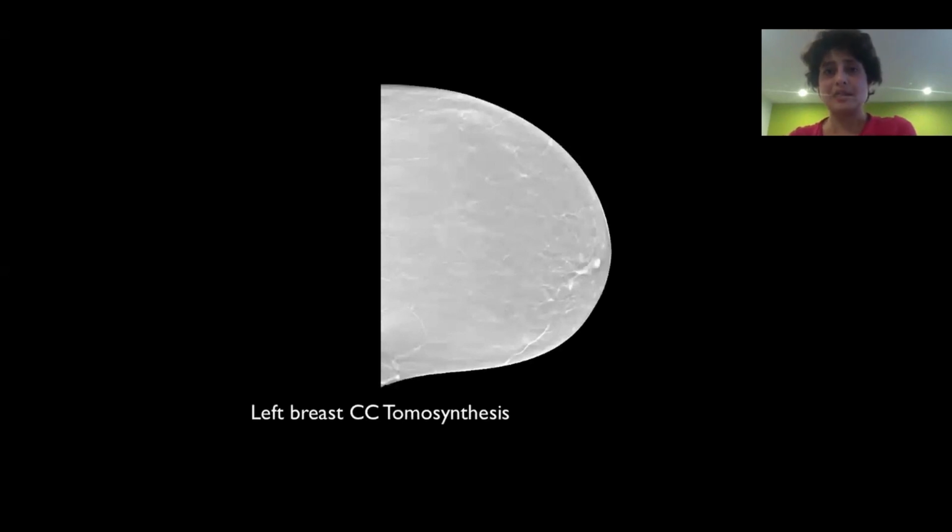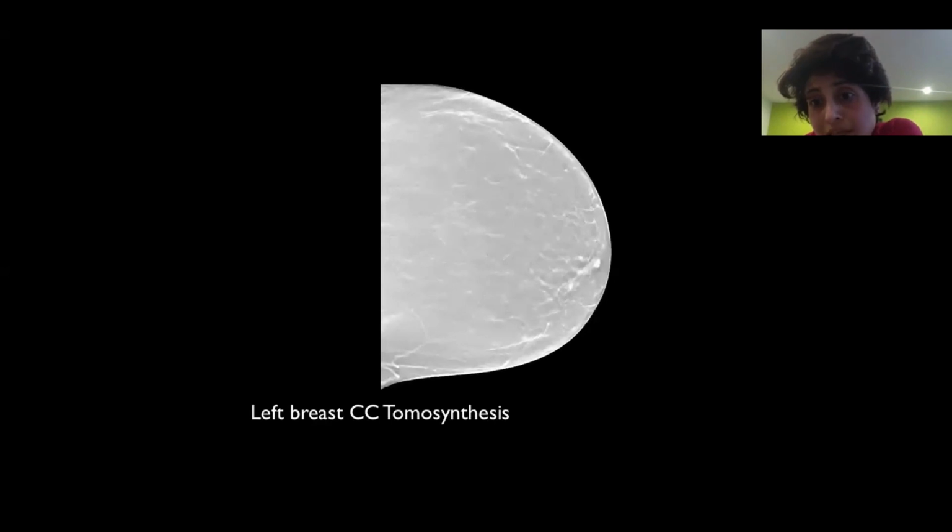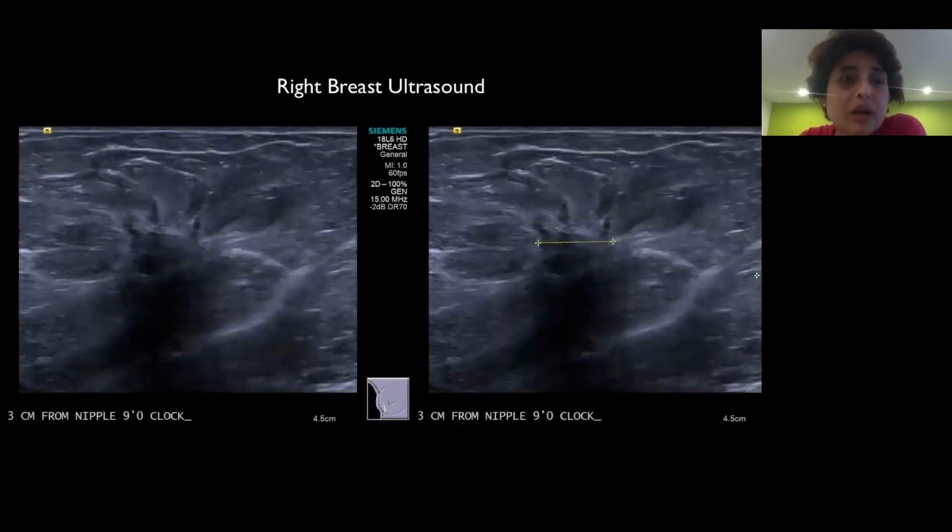Similarly, on the left side, the cancer in the left retroareolar region is not really very well visible. It was suspected on the screening mammogram, but a tomosynthesis was performed, and if you look at it really carefully, there is a small little lesion that's sitting there approximately 15 millimeters behind the nipple, and that turned out to be a cancer. So on ultrasound, the right breast and the left breast.